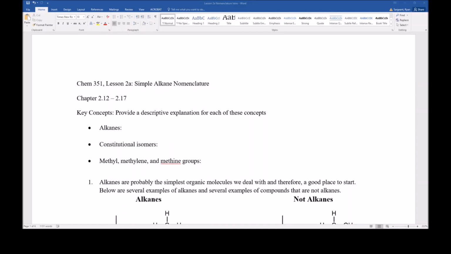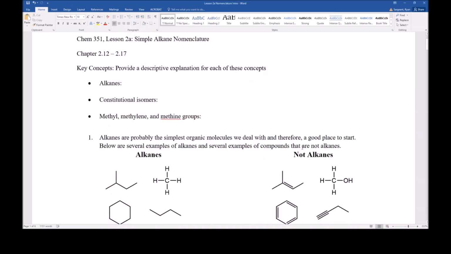Today is an introduction to alkane nomenclature, and alkanes are some of the simplest organic molecules that we typically see. They are a good place to start because the naming rules that we learn for alkanes are going to apply as the background nomenclature rules for more interesting compounds. In other words, you're going to take what you learn about naming alkanes and start with that for future compounds, and then add in the additional things.